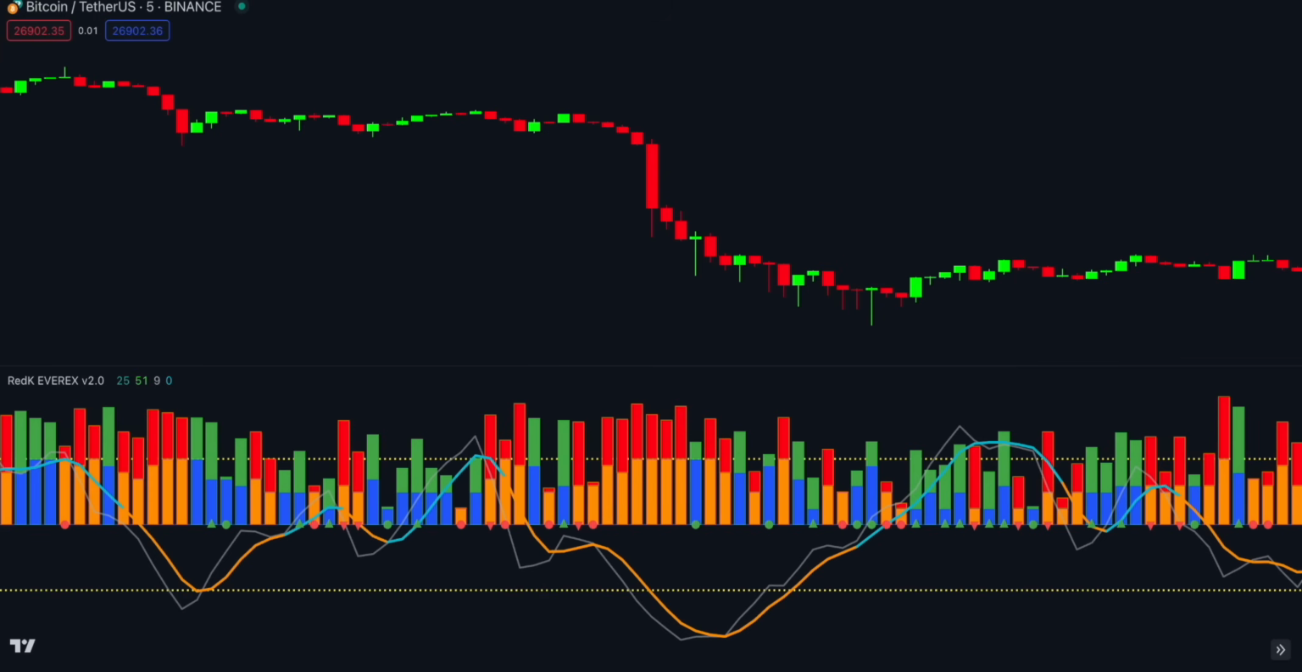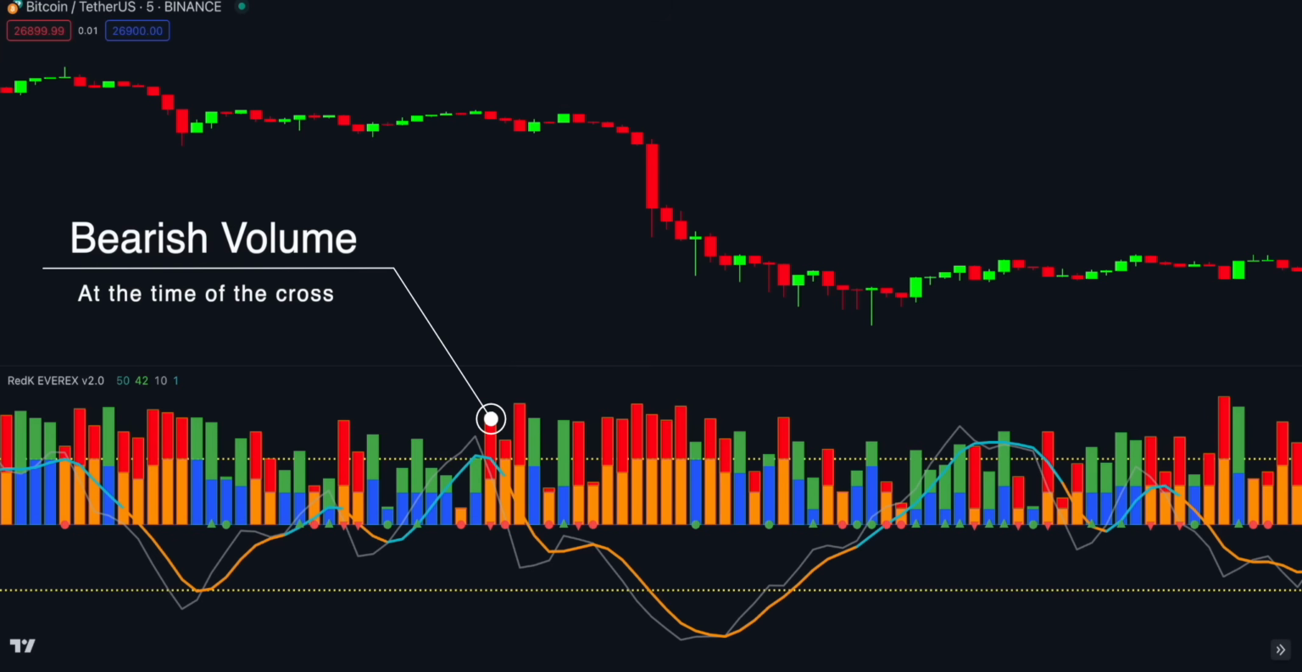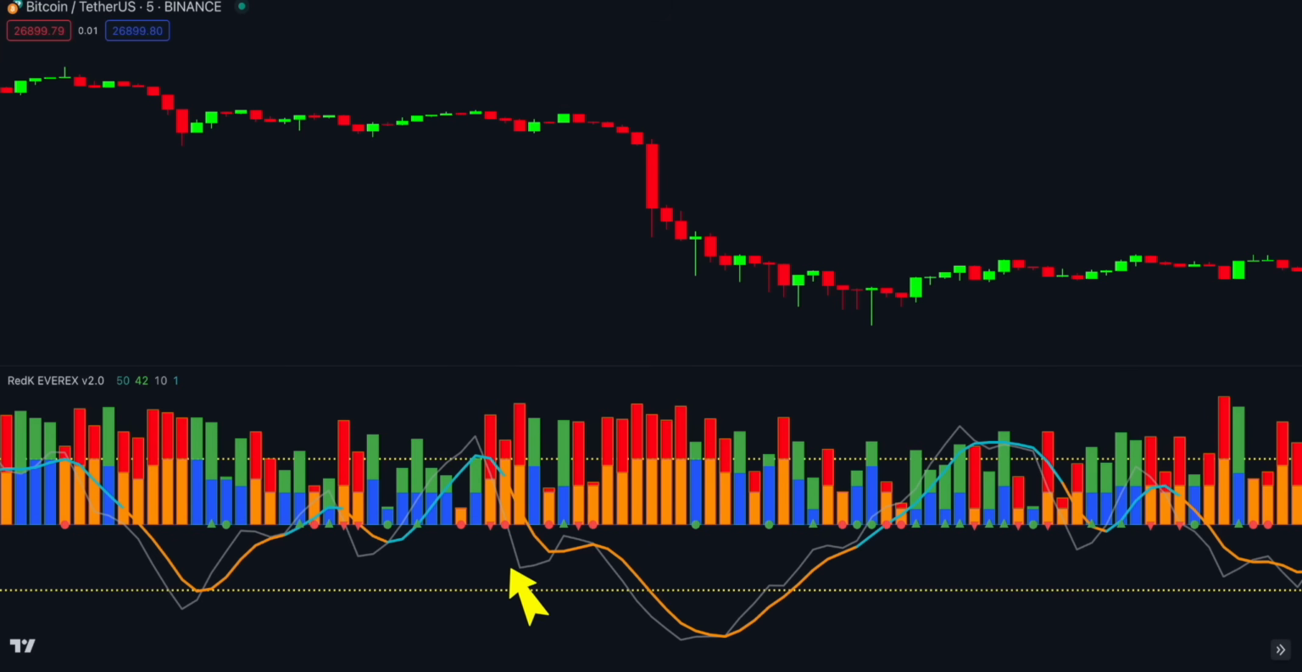Conversely, a sell signal would be valid if A. The indicator rises above the 50 level, B. The smooth band crosses the signal band to the downside, C. Bearish volume exceeds the 50 level, and lastly, the current bearish bar is taller than the last bullish bar.